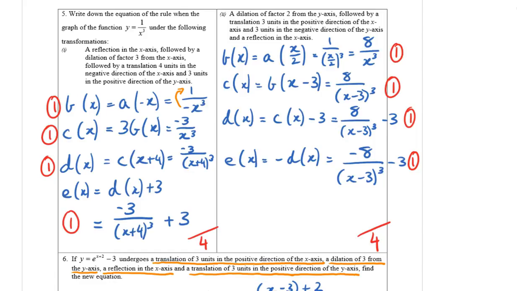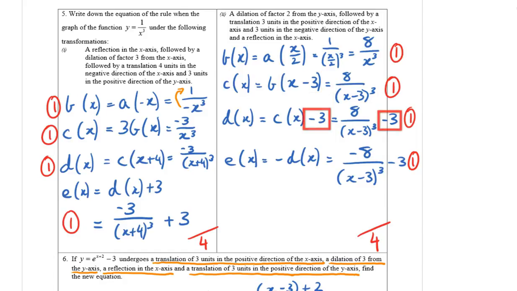Same with 5II, building each equation as we go through. So our first step, dilation of factor 2 from the y-axis, changing our x to x over 2. Again, if I expand that and rearrange my function, I end up with 8 over x cubed. It makes it a lot easier to work with in this question. Then a translation in the positive direction of the x-axis of 3. That's replacing x with x minus 3.